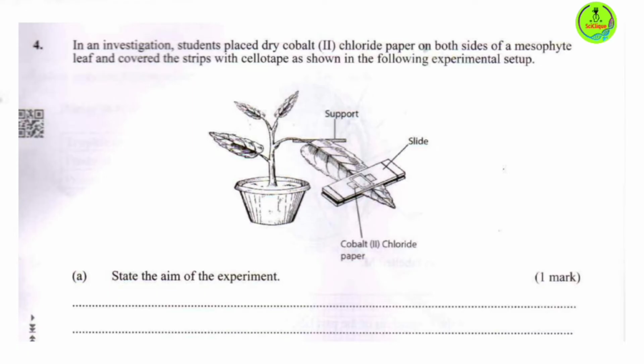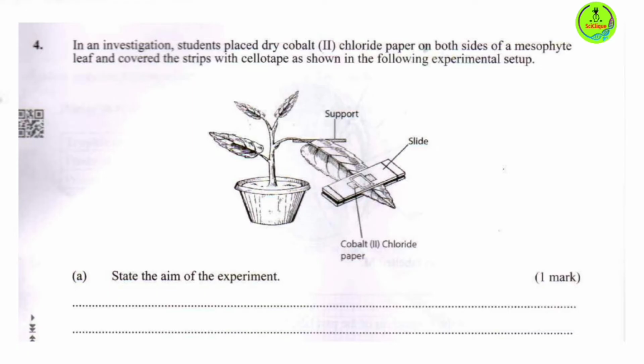Okay, so we have cobalt-2 chloride paper placed on a leaf. Okay, guys. Cobalt-2 chloride paper. What happens is that when it's exposed to moisture, it turns from blue to pink. So we already have a hint of what to expect. We are testing for moisture, for the presence of water.